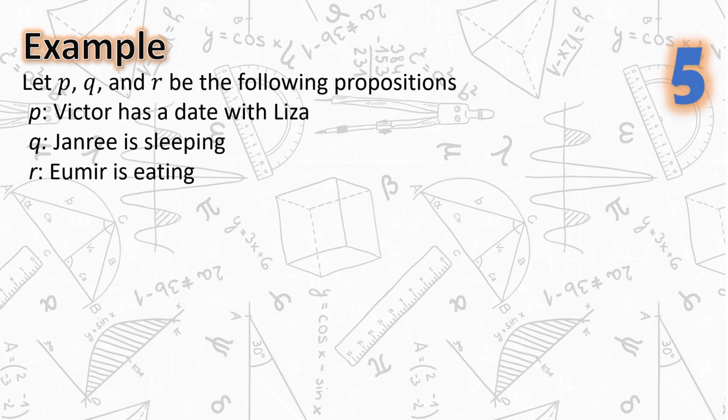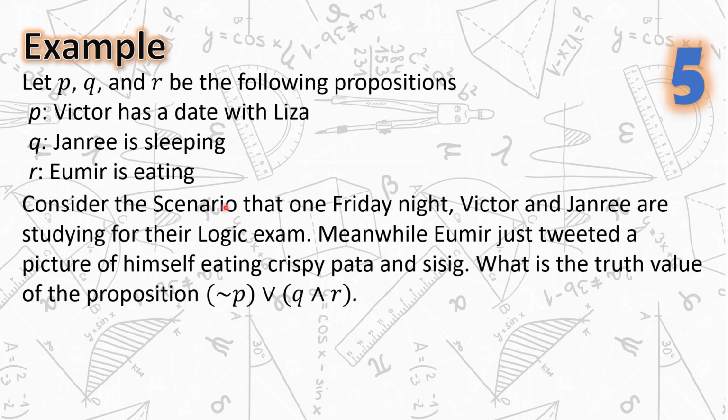Let's have another example. Number 5. Let P, Q, and R be the following propositions. Consider the scenario that one day night, Victor and January are studying for their logic exam. Meanwhile, Yumir just tweeted a picture of himself eating crispy pata and sisig. What is the truth value of the proposition not P or parenthesis Q and R?